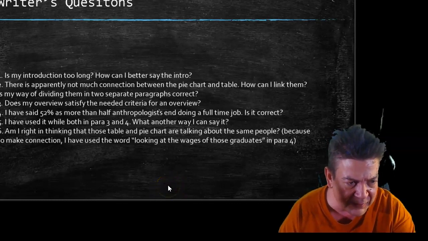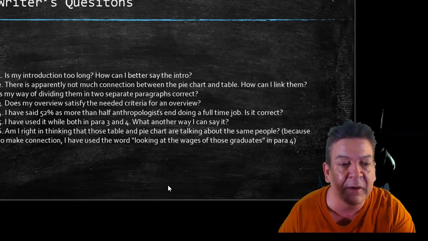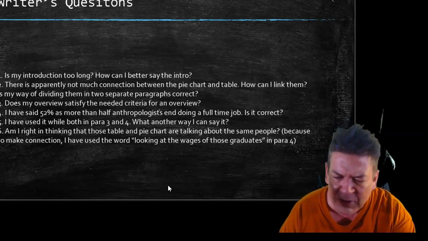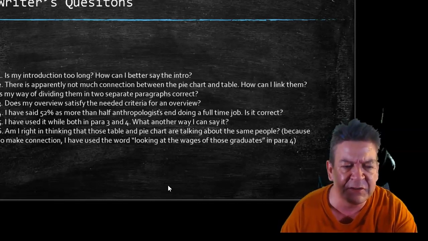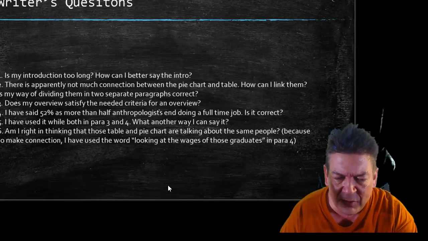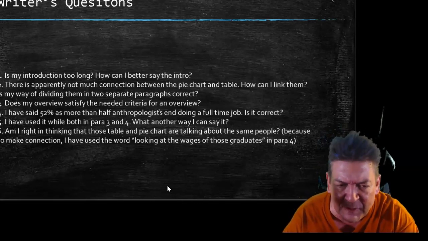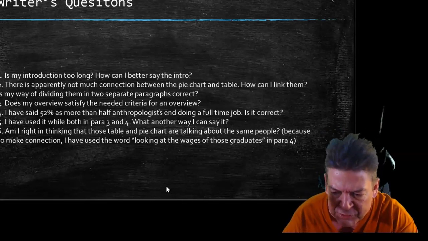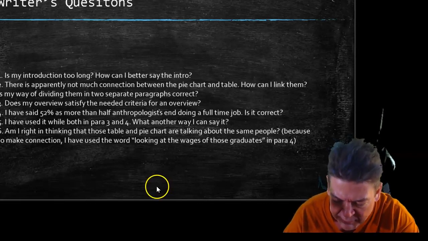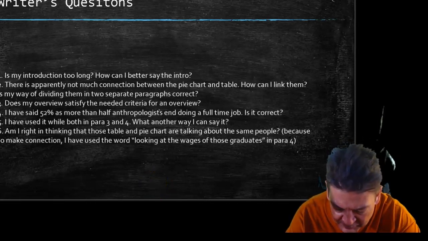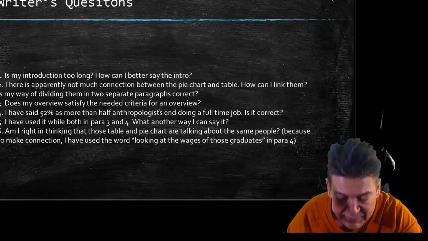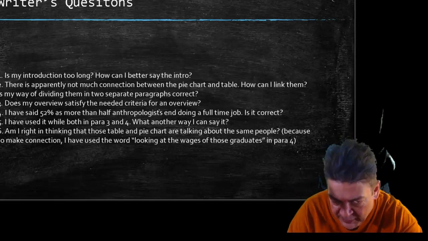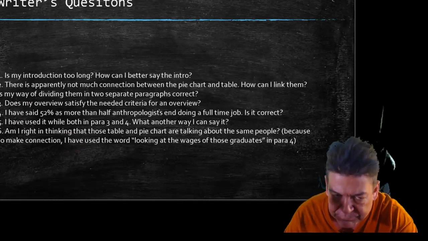Am I right in thinking that those table and pie chart are talking about the same people? Not clear that they are. Might be, not really sure. Am I right to make the connection? No. Yeah, so no, you can't be sure about that. And they've done the survey at one time and they find out where everybody's going after they graduate, and then they're running that test at the same time, and they go back and they look at the ones from 5 years before that. That's just as likely. It's not mentioned either way, so you can't say that, no.